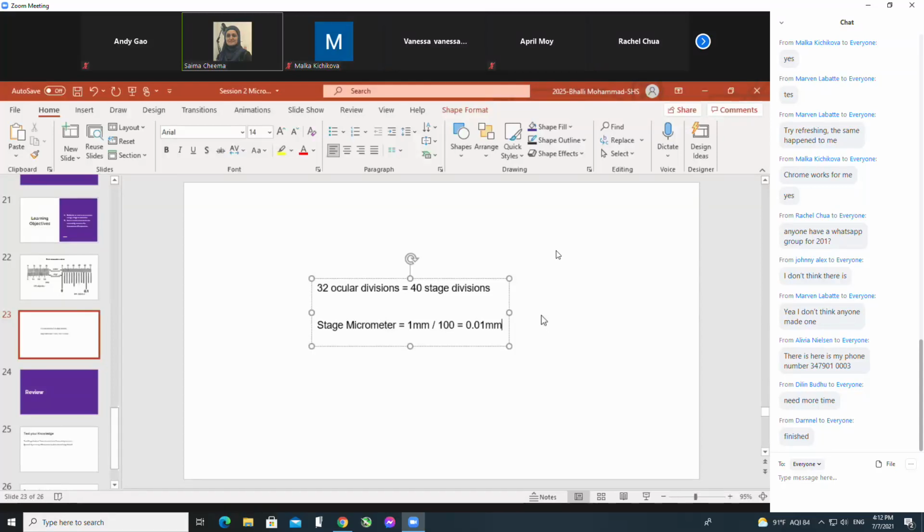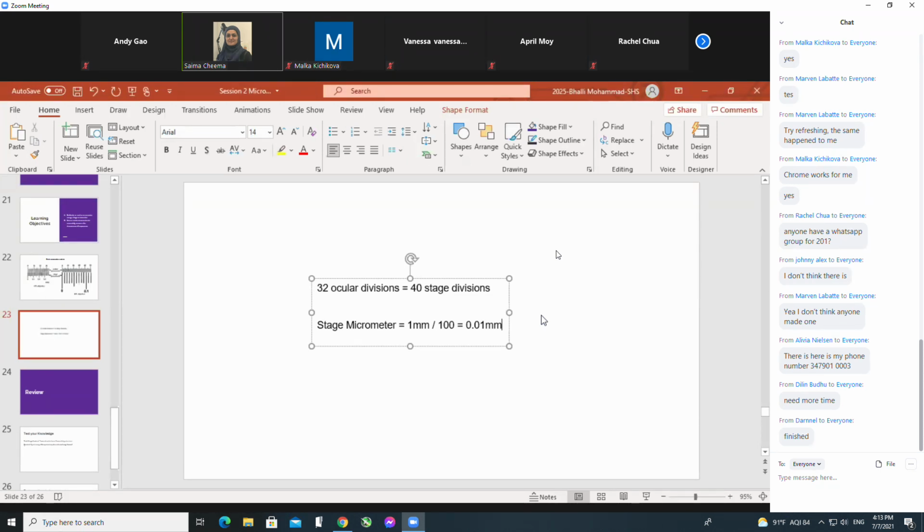Where does that 100 come from? Because the stage micrometer is 1 millimeter long. The entire thing from 0 to 100 is 1 mm. The website may say other things, but we're going to stick with 1 mm.